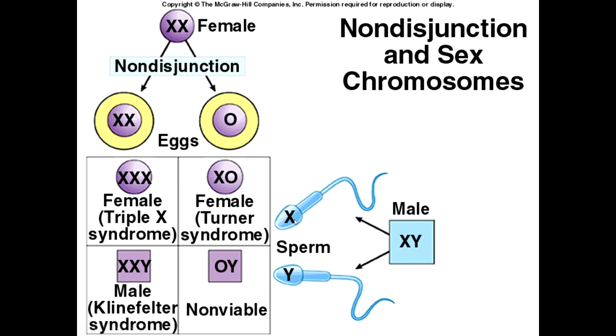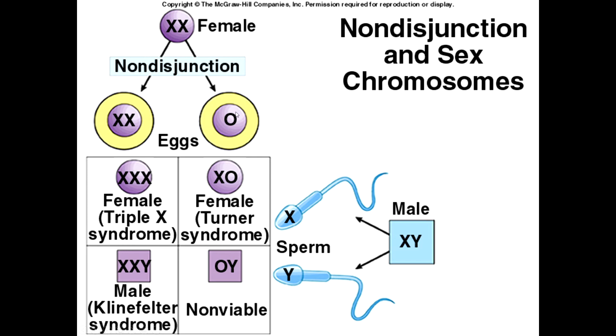And if it's fertilized by a normal X-carrying sperm, you end up with an XXX, or what we call triple X syndrome, also known as metafemale or super female. Not that she has any extra feminizing characteristics, and in fact, since she only needs the one X, this really doesn't have a lot of phenotypic problems.